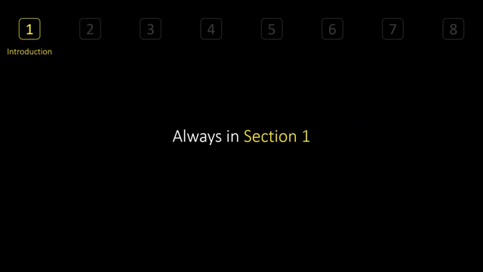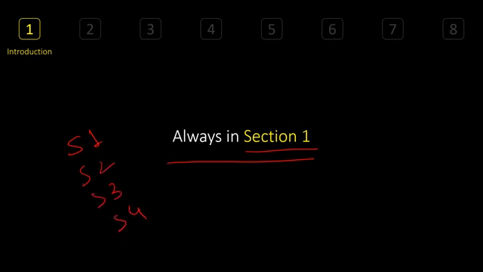All right. Now this is always in section 1. If you don't know what is section 1, I suggest you watch the video about listening sections. I have included all the information required to understand what sections are. There are total 4 sections: section 1, section 2, section 3, and section 4. Difficulty level always increases from section 1 to section 4.